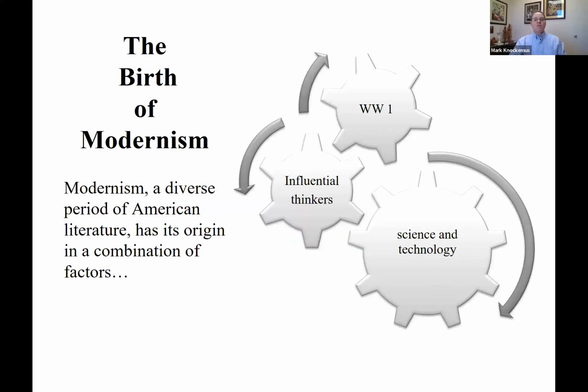Now, you see here on this slide the visual of cogs in a machine. This is meant to represent that with modernism, it wasn't just one thing. It wasn't just two things, it was different things, and they were all working off each other. That gave us this very diverse period of American literature. So it has its origins in influential thinkers, science and technology, as well as the First World War.